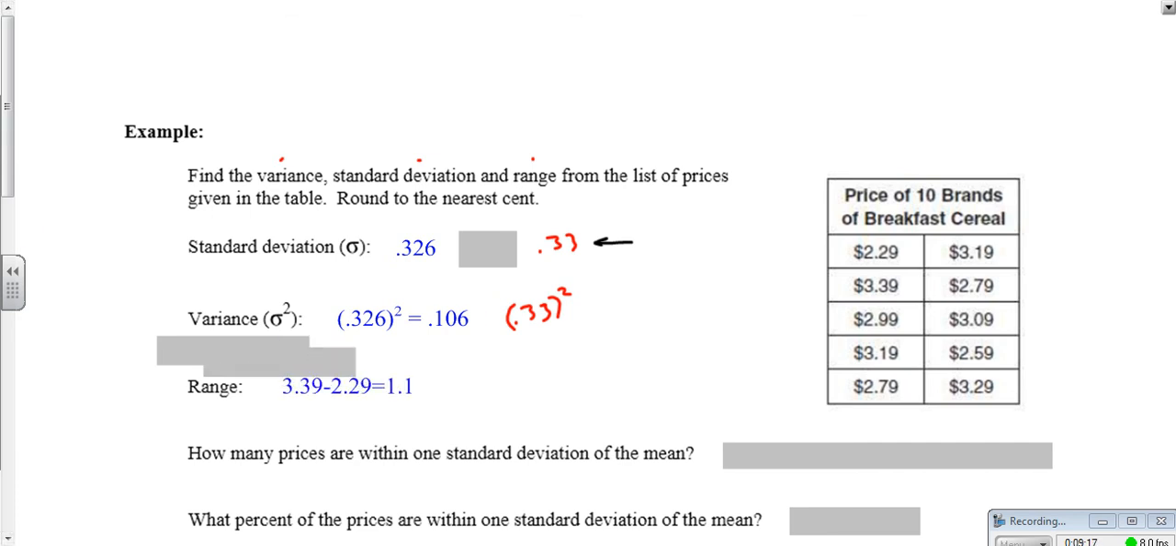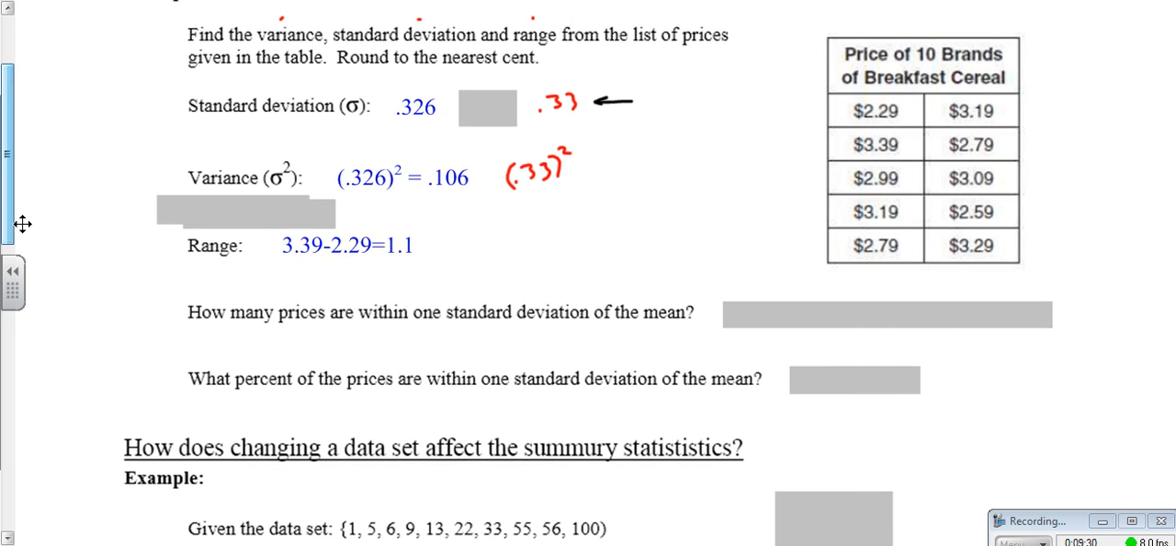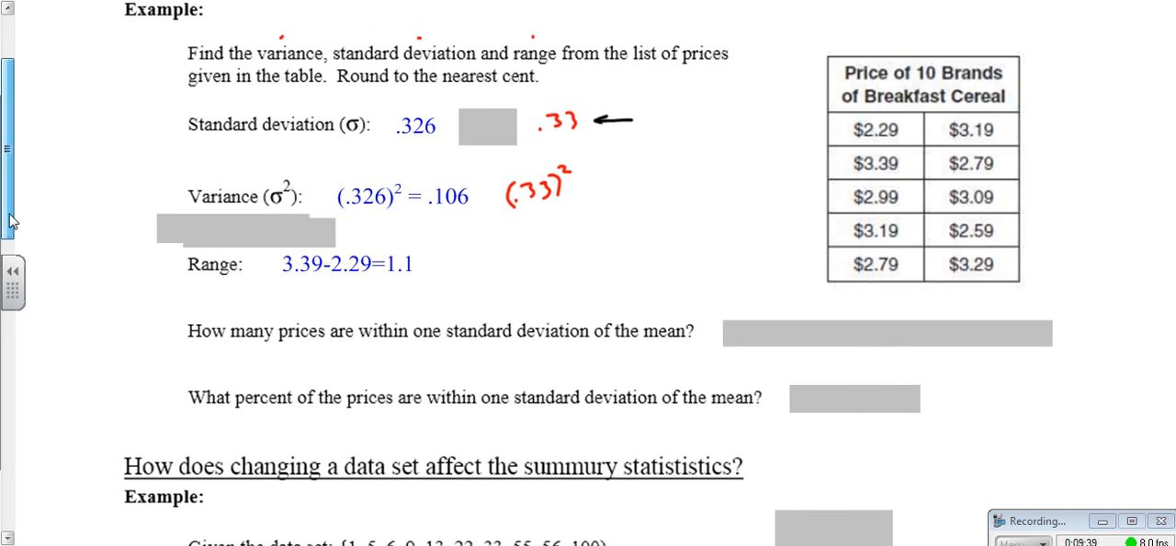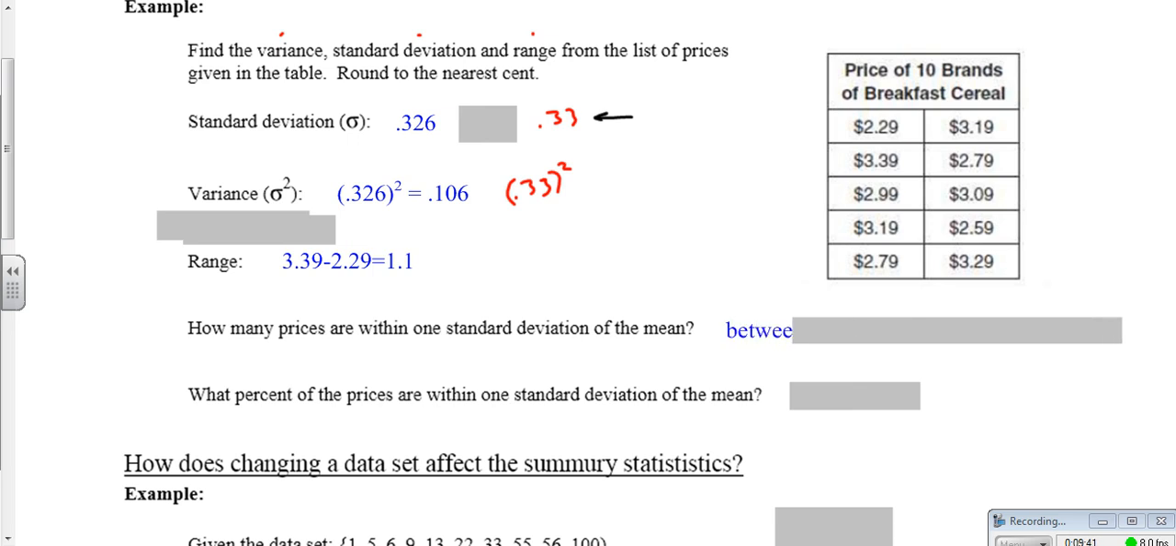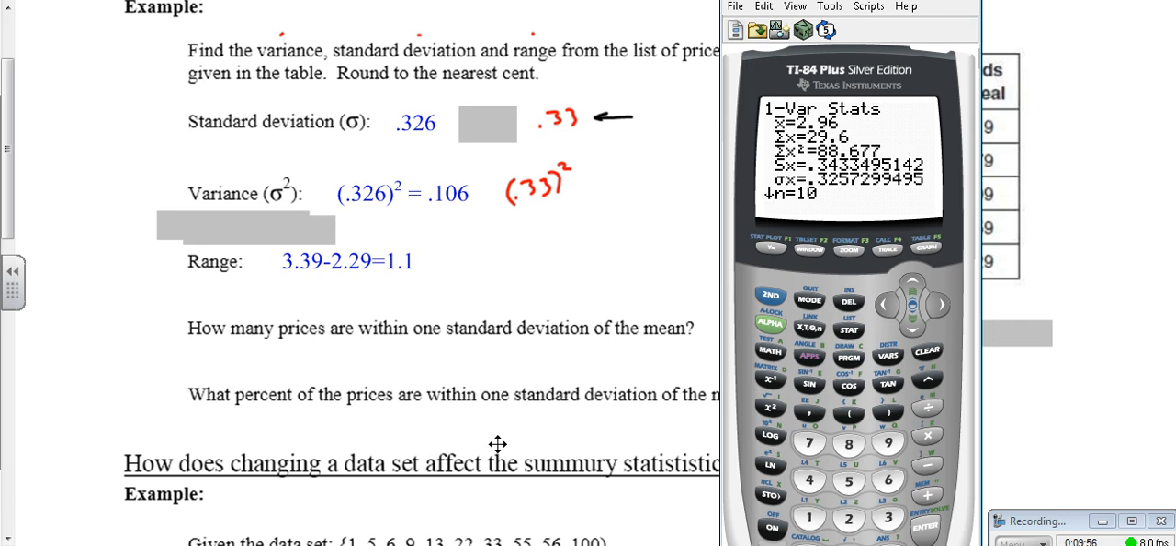Range, max minus the min, 1.1 cents. Okay, so $1.10 is our range. Now standard deviation is 33 cents. That's not too bad. It's pretty localized, pretty centralized. Now, how many prices are within one standard deviation? What does that mean? Well, one standard deviation of the mean. Mean is the average. So we're talking about the average, which we found to be, the average was 2.96. That's what it says right here, 2.96.